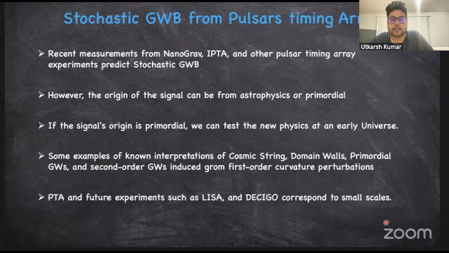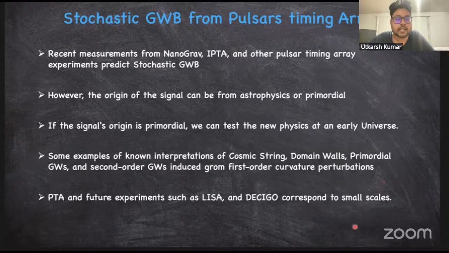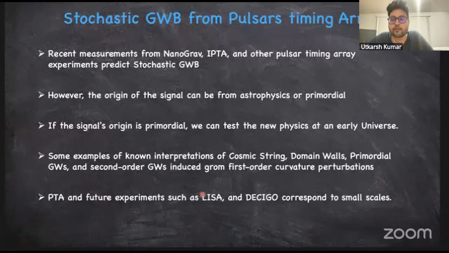For example, the signal observed by NANOGrav, EPTA and IPTA has been interpreted as cosmic strings, domain walls, primordial gravitational waves, and second order gravitational waves induced from the first order curvature perturbations. There are future missions like LISA and DECIGO, which correspond to small scales and will provide measurements at scales ranging from nanohertz to millihertz.